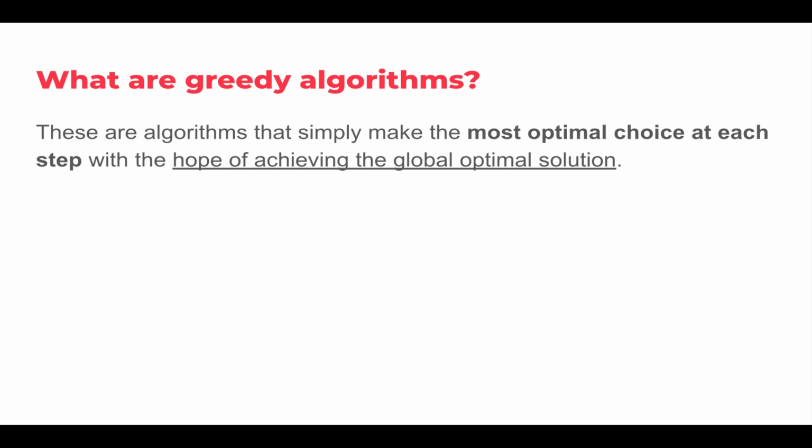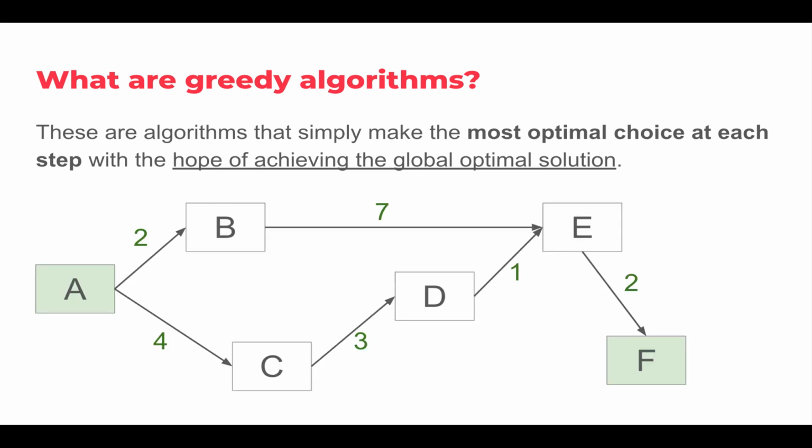So what are greedy algorithms? These are algorithms that simply make the most optimal choice at each step with the hope of achieving the global optimal solution. So once again, the two most important things to note here: first, we are making the most optimal choice at a particular step. So we don't care about anything else. When we're at step A, we just care about A and we ask ourselves what's the optimal choice there. And we'll continue doing this with the hope that at the end of the day, we'll reach the global optimal solution.